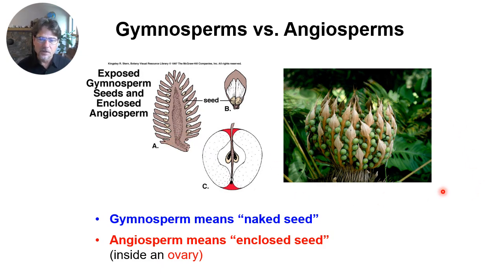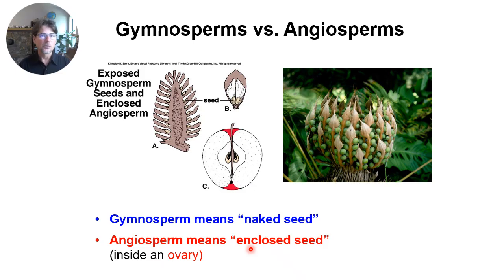You can see something similar in this image on the right. This is a cone or strobilus of a plant known as a cycad, a very primitive type of gymnosperm. And the little green structures that you see are the seeds, and when the cone is mature, the cone breaks open and the seeds basically just spill out of the cone. There's no additional tissue that surrounds those seeds. So gymnosperm, naked seed.